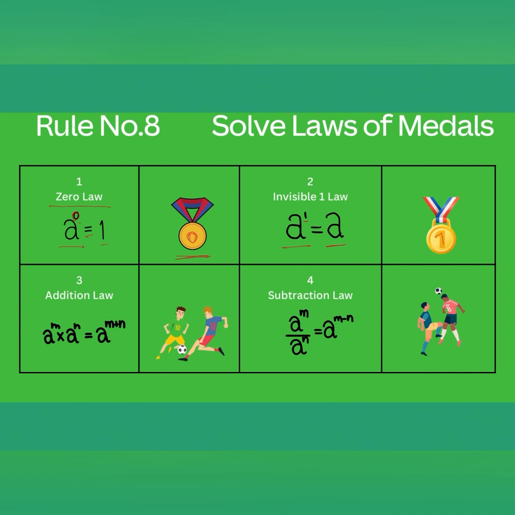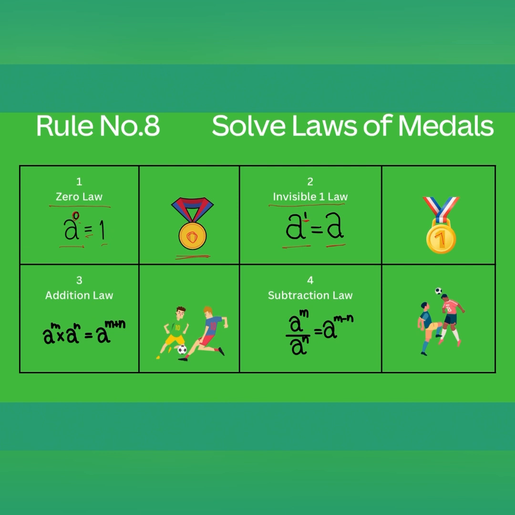So the reason why it's called the invisible 1 law is, as you can see, we had a to the power 1, which was visible. But it also equals or is the same as a on its own without any medal shown here. So that medal can be shown or not shown. Hence, it is an invisible 1 law.